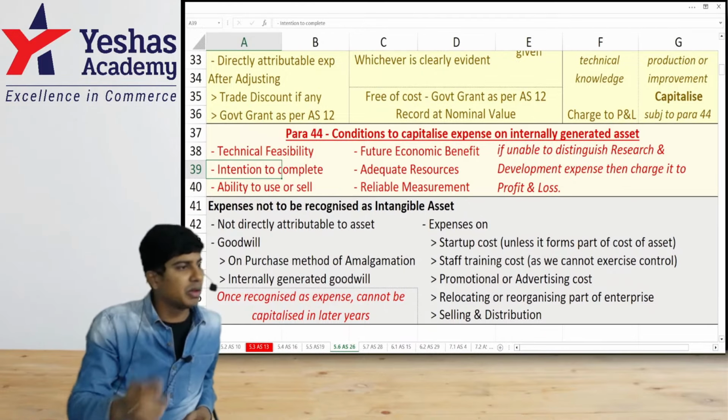Otherwise, further we discuss some more things. Whatever expenditure is incurred at research stage will be transferred to P&L. From development stage, it will be capitalized. We cannot take the old research expenditure to the asset side now. We cannot be capitalizing it now.